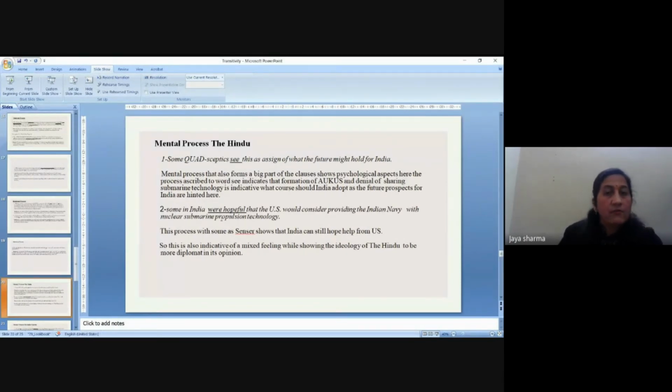"And some in India were hopeful that the US would consider providing the Indian Navy with nuclear submarine propulsion technology." So this process, with "some" as senser, shows that India can still hope for help from the US.